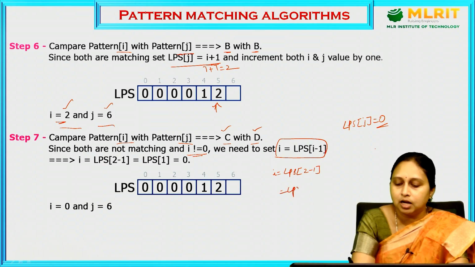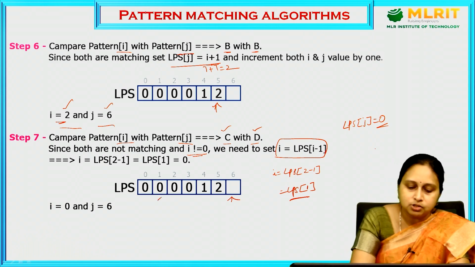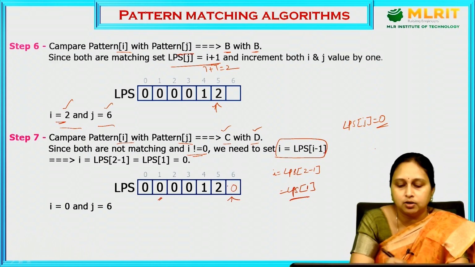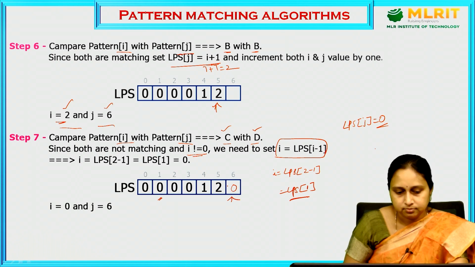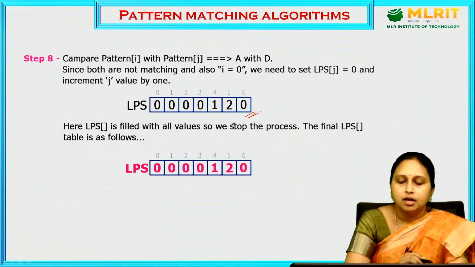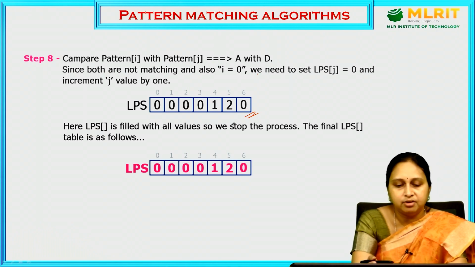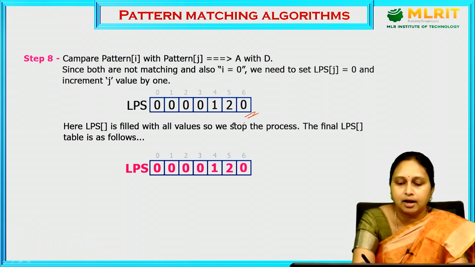Now what is your LPS value? The LPS value is 1. Now what is there in LPS of 1? That will be reflected in this place. LPS of 1 has 0, so we are going to get the value 0 in this place. Now you can see here we get the value 0. Now again we check i with the last value, d. Both are not matching, so we place LPS of j equal to 0.